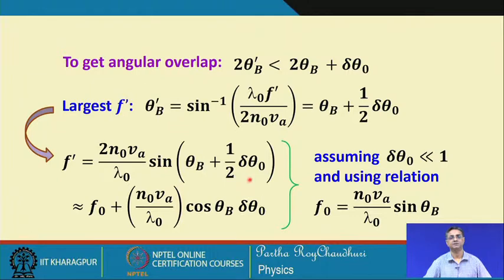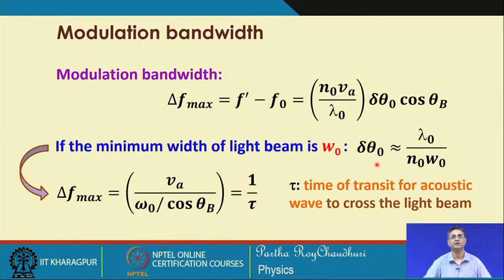Therefore, f dash, through simple algebraic manipulation, we can show that it is equal to f 0 plus this. So, this is your delta f, the excess of the frequency, which gives rise to this. So, f 0 equal to this. We have again used that for small Bragg angle diffraction. Therefore, the maximum value of the frequency, delta f max, will be the difference of this, which is equal to this quantity.